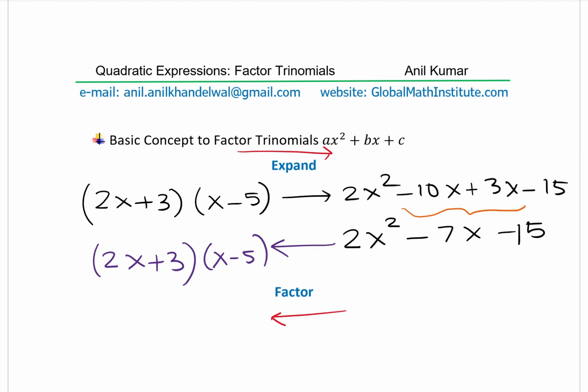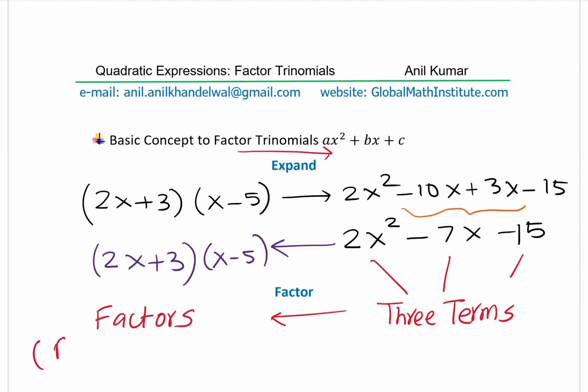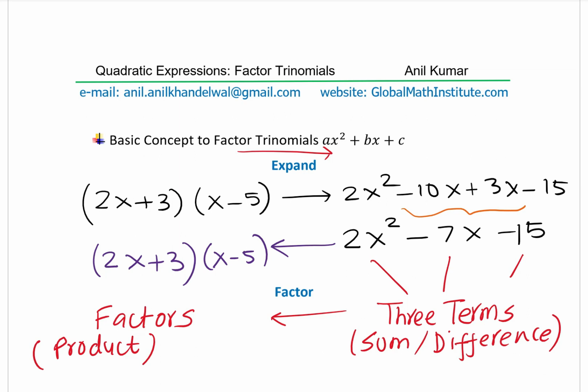So you'll be given a trinomial, which means we have here three terms. And what we get is a factored form, a product of two. Which means product. Do you see that part? So three terms which are in the form of a sum or difference can now be written as factors. So that is what we will be focusing on.